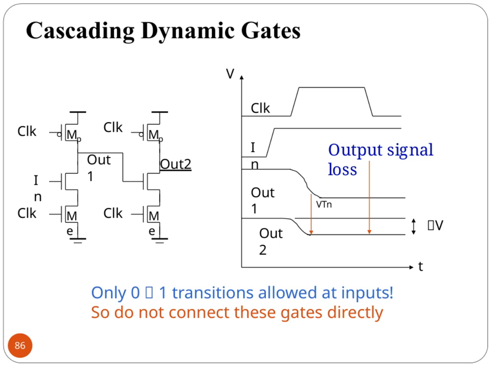This highlights how the signal voltage can degrade as it passes through the stages, which is why proper design is necessary to prevent signal loss and maintain performance. So, when working with cascading dynamic gates, always keep in mind the direction of signal transitions and the need to avoid direct connections that could compromise signal integrity. This careful handling ensures the dynamic gates function reliably within your circuit.